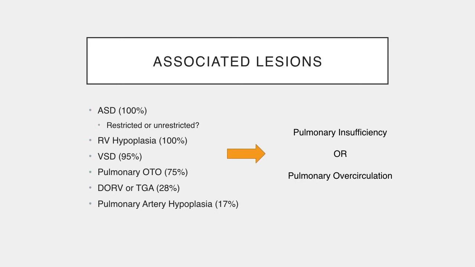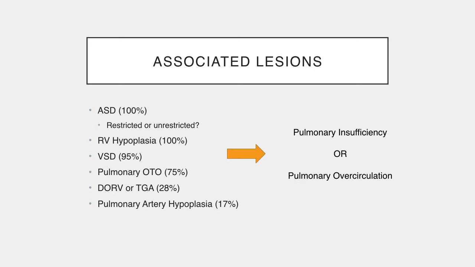Before we jump into that decision tree, let's talk about some associated lesions, and then the next slide, I'll show you an infographic of tricuspid atresia and hopefully cement this in your mind what this looks like and how the blood flows in someone with this condition and the associated lesions that perhaps they have.